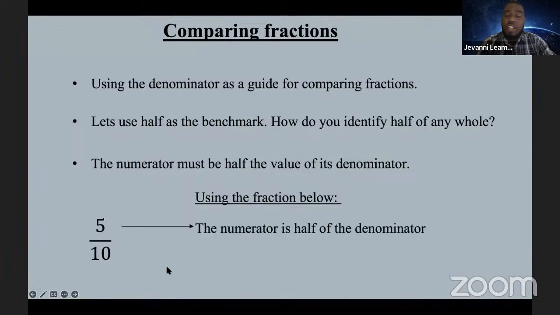So if we look at the numerator and the denominator, we highlight the denominator because this is our guide in comparing the fractions. The denominator is going to be 10, as you see right here. Then we look at the numerator. Again, one of the conditions is that the numerator must be half of its denominator. So we say, what's half of 10? When I share $10 equally, how much would each person get? What is half of 10?